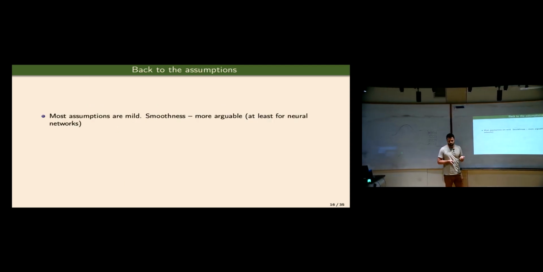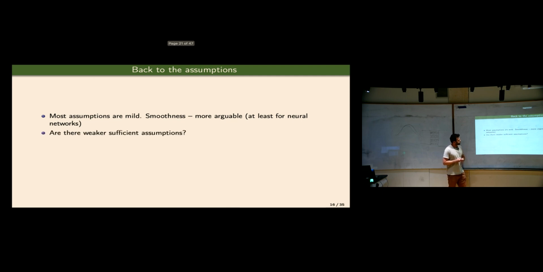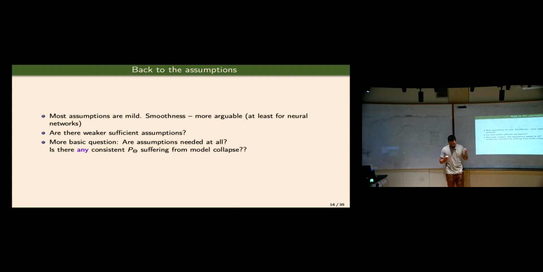And then, okay, what about the assumptions and the negative results? As I said, smoothness is probably the most arguable assumption, at least for neural networks. And so, are there weaker assumptions? Can you drop the ones from the positive result? Do you need any assumptions? If you just set up a scenario where maximum likelihood estimation is consistent, is that enough?